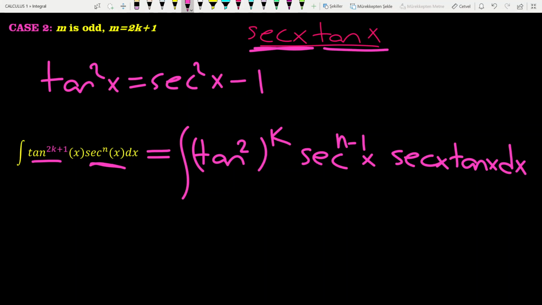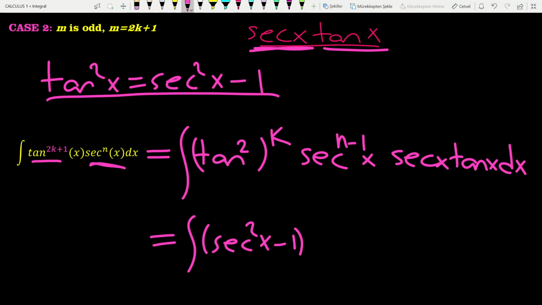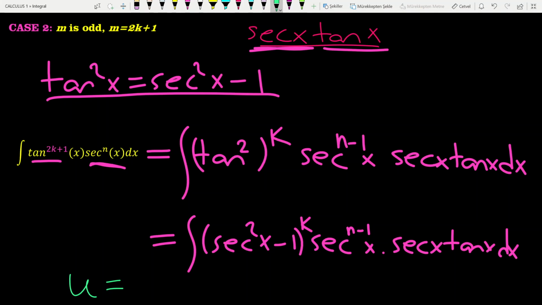In this step, if you use this trigonometric identity, the integral becomes, instead of tangent square, secant square x minus 1 to the power k, times secant to the power n minus 1 x, times secant x tangent x dx. Finally, we use u-substitution. We say u is equal to secant x, and we continue to apply u-substitution.